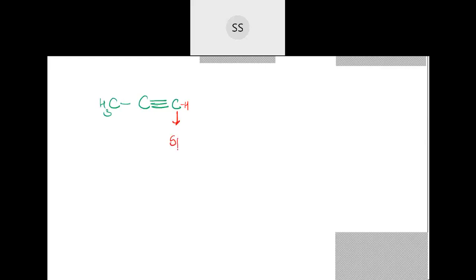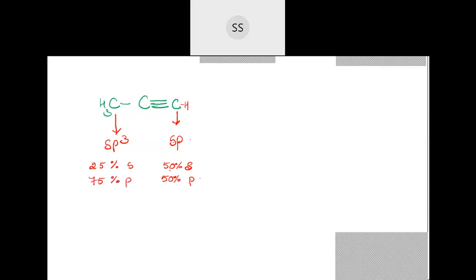Yes, sp is the hybridization. Very good. And here, which is a single bond, sp3 is the hybridization. So, sp hybridization means there is 50% s character and 50% p character. And if it is sp3 hybridization, there is only 25% s character and 75% p character.